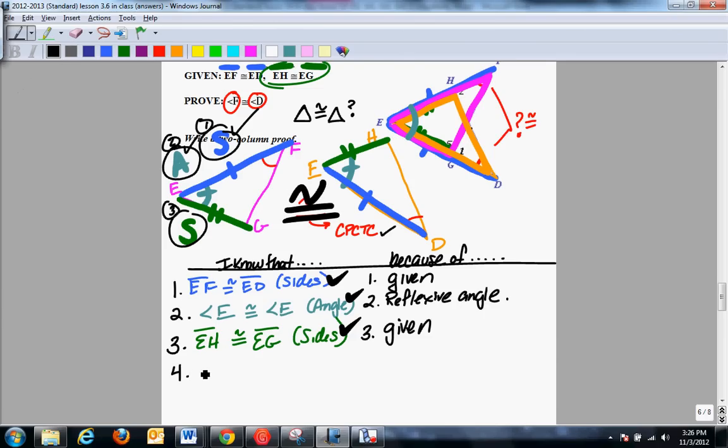So we have the pink triangle. We're going to start at E. We're going to go E, F, G. The pink triangle is congruent to E, D, H. That was the orange triangle. And the reason why they're congruent is because of the shortcut side angle side.